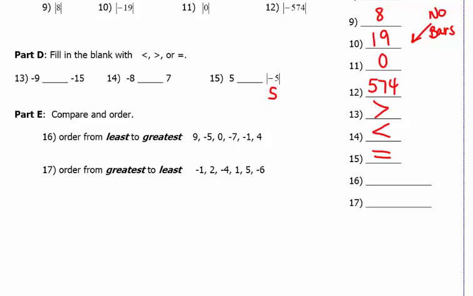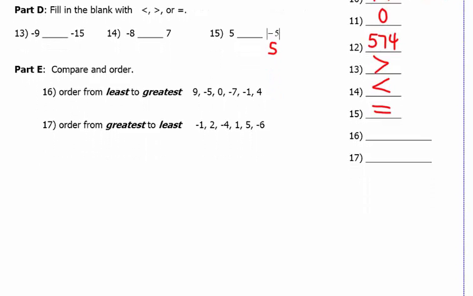Part E, compare in order. 16 says from least to greatest, so I could use a number line to help me. I'm looking for the smallest number, that's the biggest negative. So negative 7 is the biggest one I have, then negative 5, then negative 1, then 0, and 4, then 9.